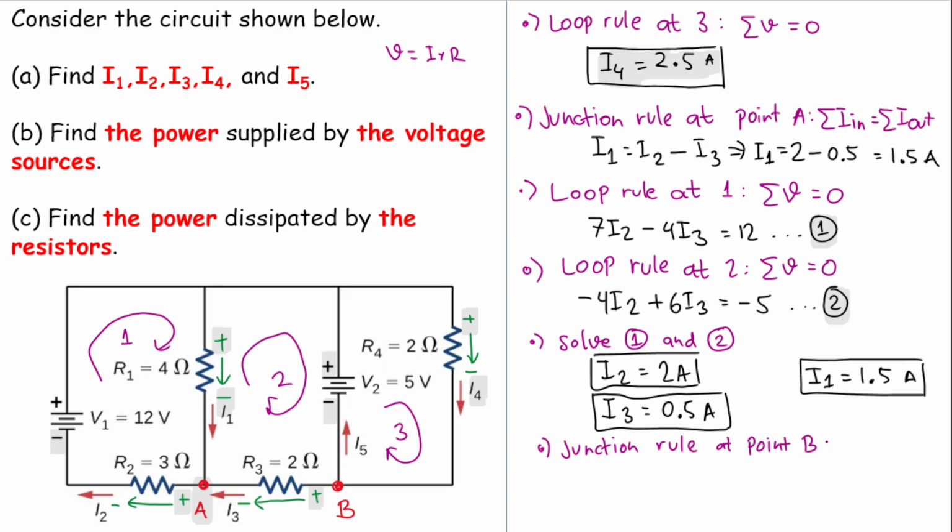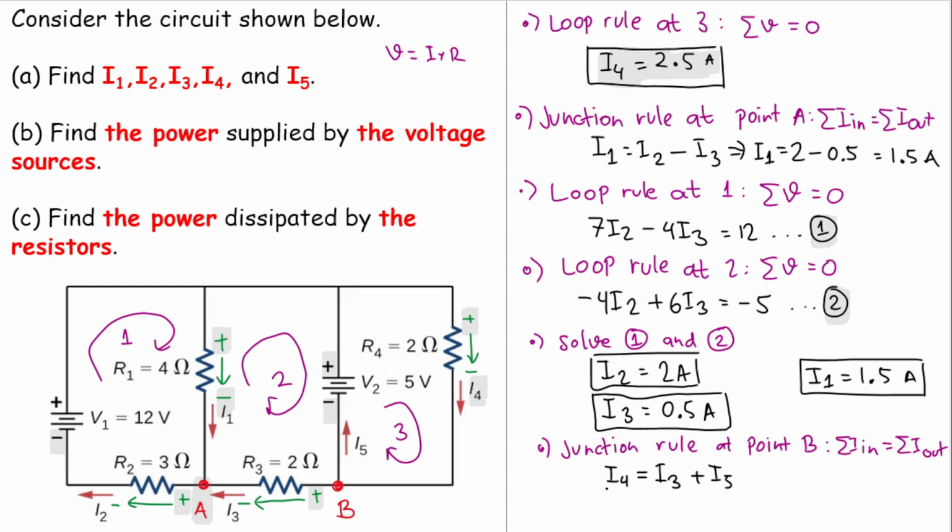Okay, and the junction rule said that the sum of the current that goes in will equal the sum of the current that goes out, right? And the only current that goes in is I4. So we'll have I4 here. But then that will equal I3 plus I5, because both are going out. So I have I3 plus I5.